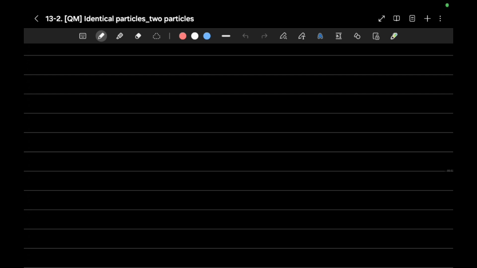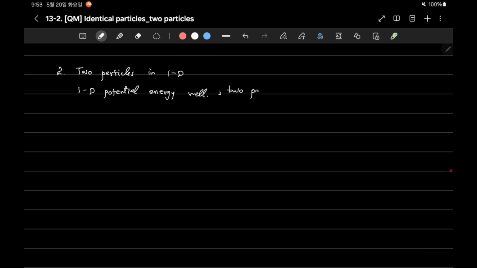Okay, from this time, I will talk about the two-particle system, the one-dimensional two-particle system. Let's consider two particles bound within a one-dimensional potential energy well. Here we consider two particles in the one-dimensional potential well.